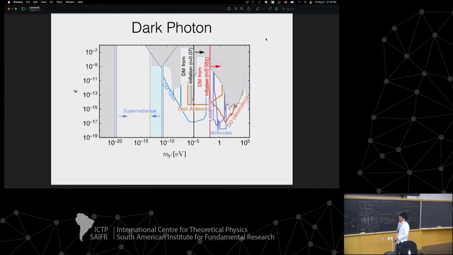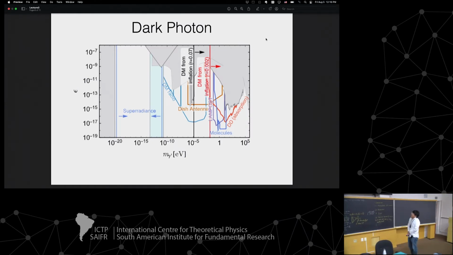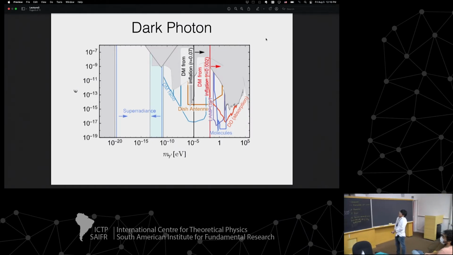So that's for axions. Here is a plot for dark photons. So the dark photon, some of you have asked me about, is similar to a photon, right? So it's a U(1) particle like the photon. But it couples to us much weaker than the photon does.